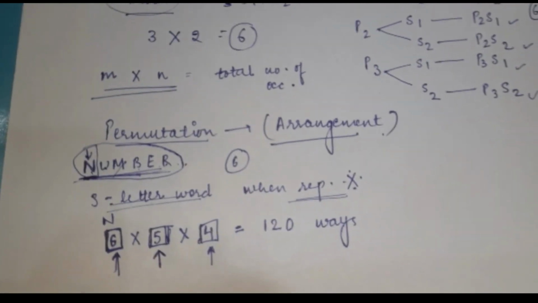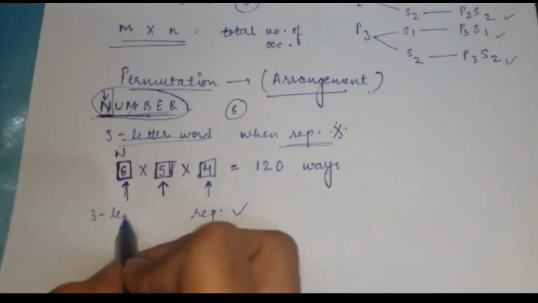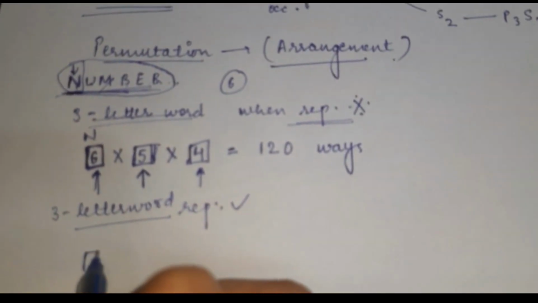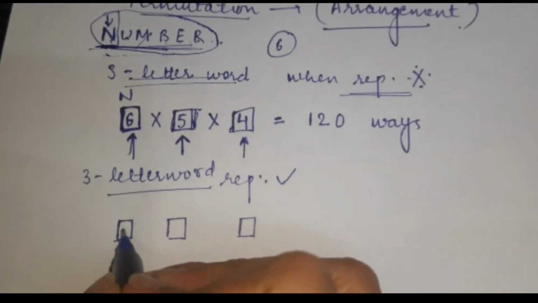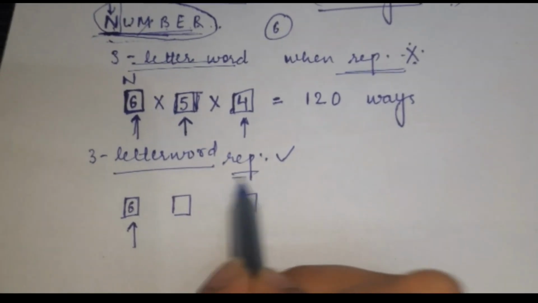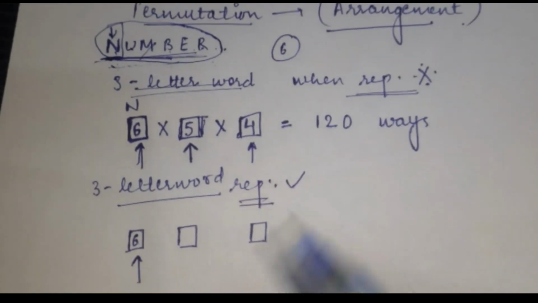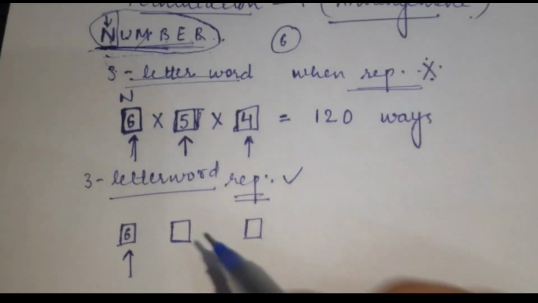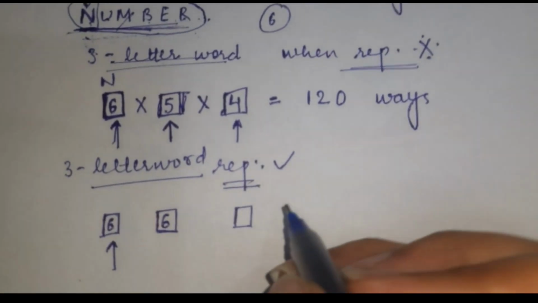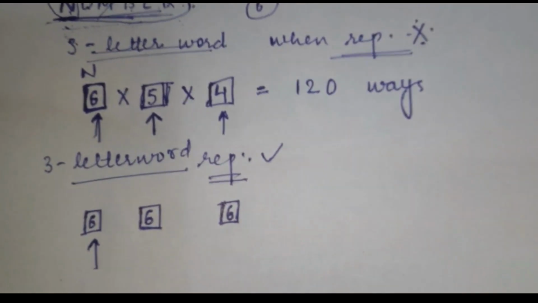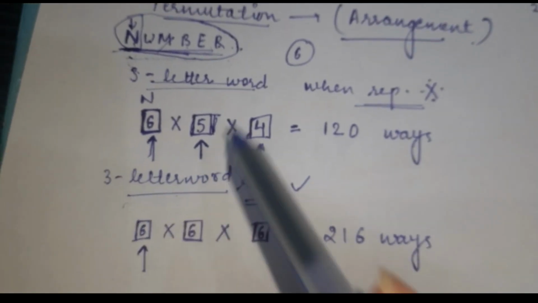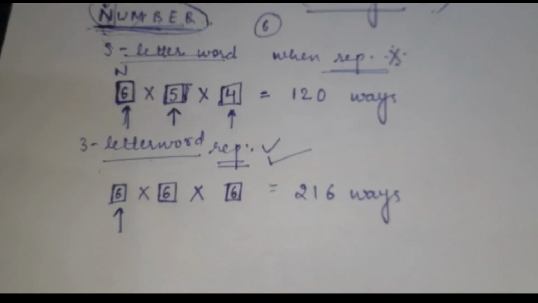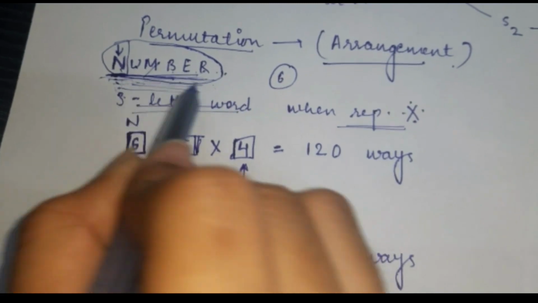Now when the repetition is allowed, I have to form a 3-letter word when repetition is allowed. So let's have 3 places. So for the first place, all the 6 letters are available. So I can fill this first place in 6 different ways. Now here repetition is allowed, means I can use the same letter again and again. So to fill this second place, I have again 6 possibilities available. Similarly, my third place can also be filled in 6 different ways. Simply by multiplying all of these, I get 216. So there are 216 ways in which a three-letter word can be formed with the letters of the word NUMBER when repetition is allowed. The point to be noted here is all the alphabets of the word NUMBER are distinct.